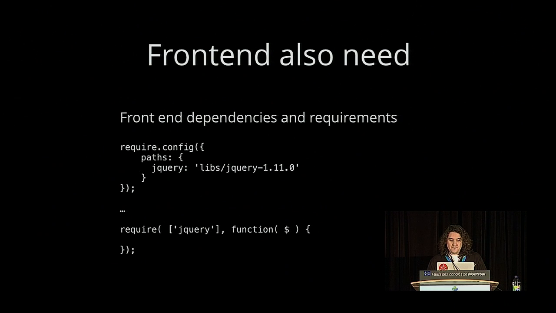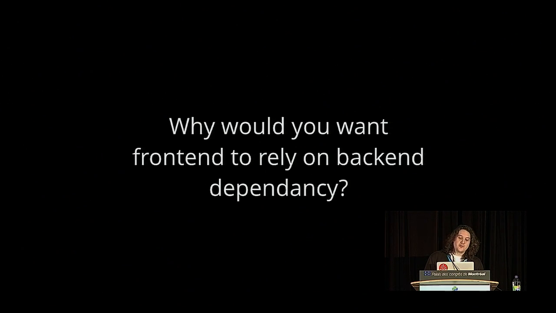So if you look at this simple snippet, you'll see that you can define a path for jQuery for a specific library, and then in their own code, they can, let's say, add jQuery and make it available as the $ string inside that module. So why would you want front-end to rely on a back-end dependency? Why would you want them to know about Python?